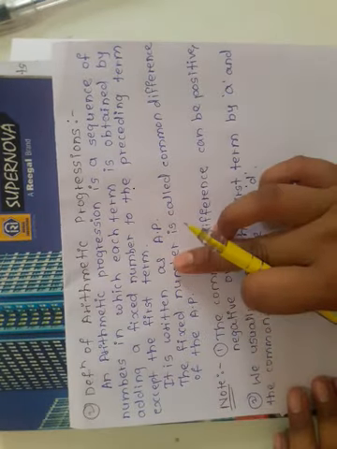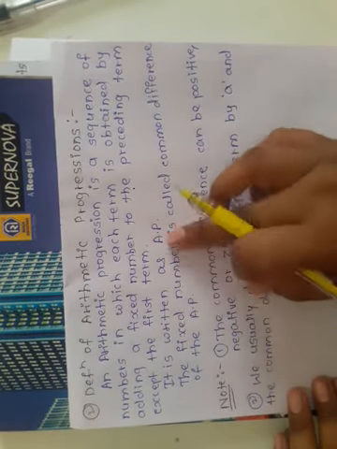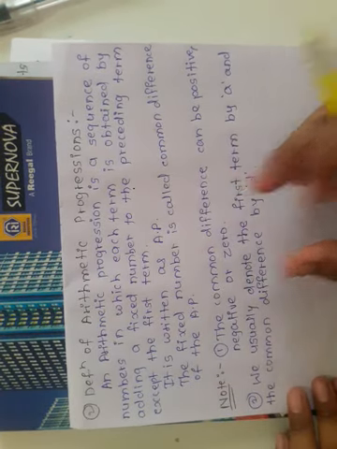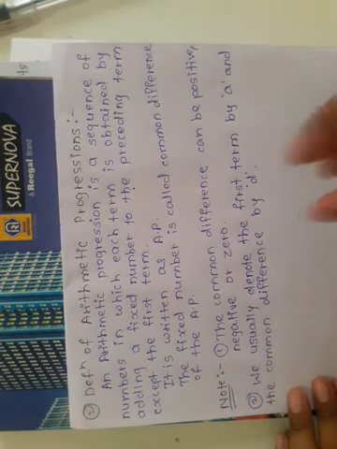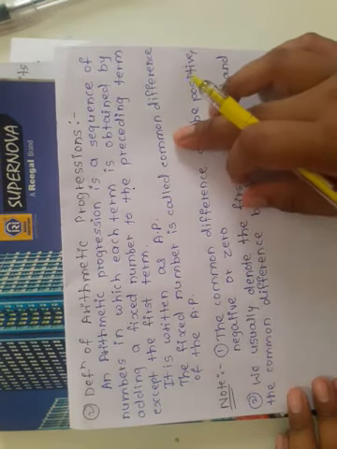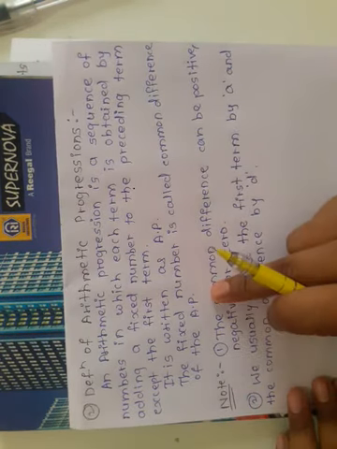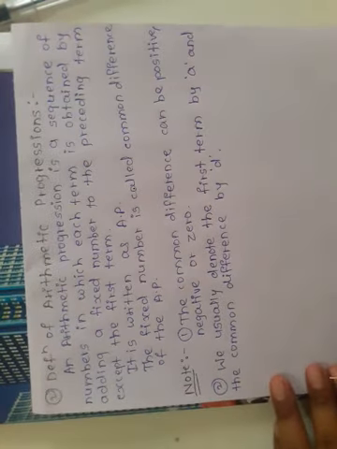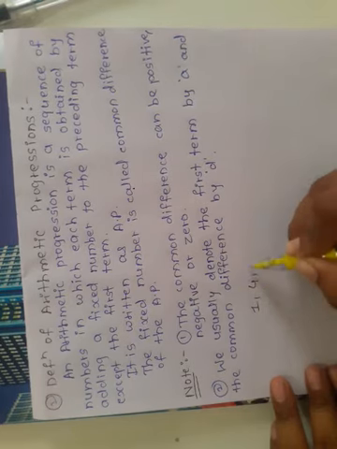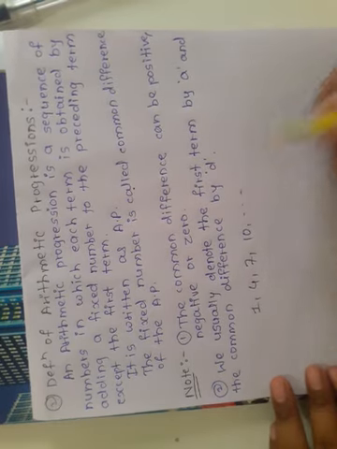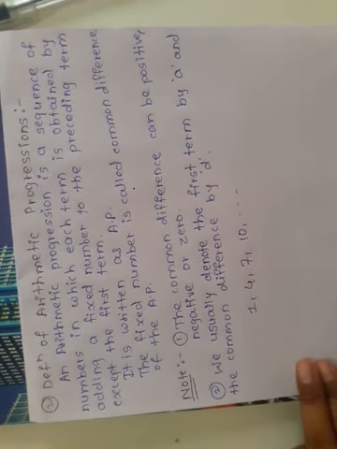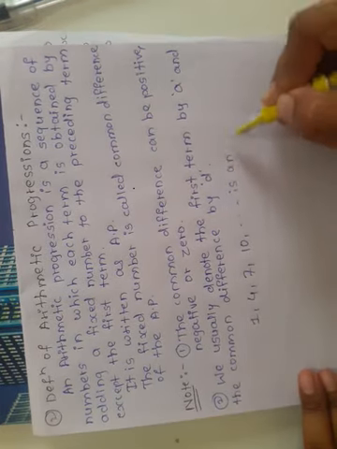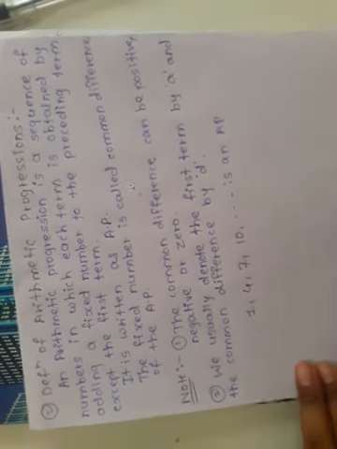It is written in short as AP. The fixed number that we add or subtract is called the common difference of that AP. See, if the sequence is like this: 1, 4, 7, 10, this is again an AP, and the common difference is what?